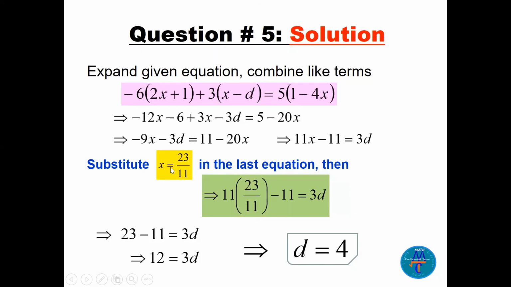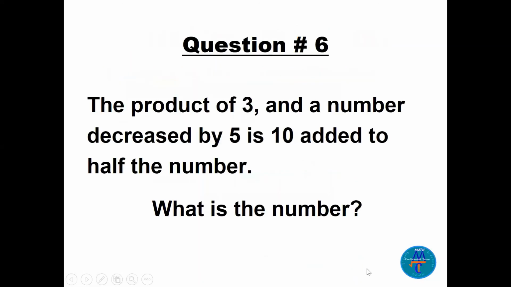Simple equation. So what is x? 23 over 11. See, that's why he gave us in the question, or she, 23 over 11, something that we can cancel the 11 here. See that? 23 minus 11 is equal to 3d. 12 is equal to 3d. d will be 4. That's the 4.